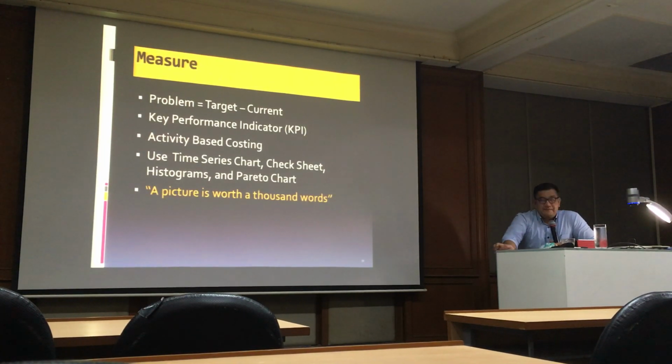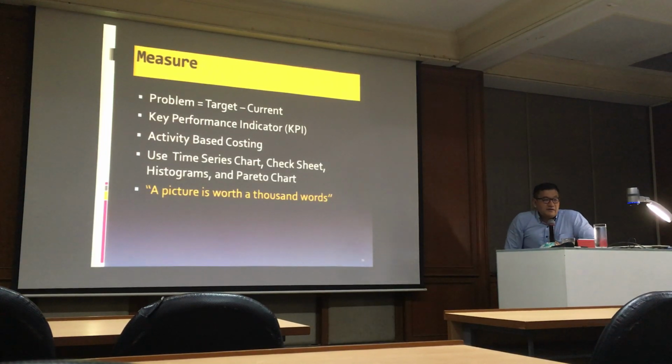It is about M, right? And M is for measure. Measure what? Measure the current status or current situation. As I mentioned, we measure the current situation of that problem point because we try to compare it with the target that you want. The gap between the target and the current situation is going to be the problem that we're going to solve, right?